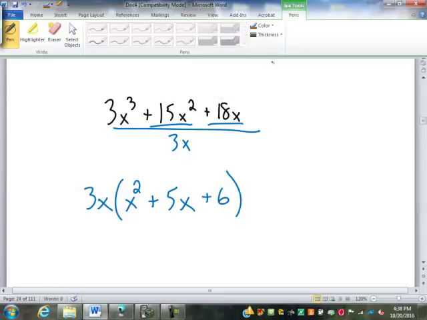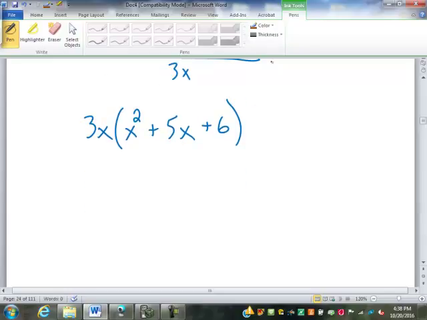Now before, whenever we took out a common factor, we were done. Here we're not. This can still be split up. Now the 3x is still there, don't forget it. But now we're just splitting up the x squared plus 5x plus 6. So x squared is x plus x. What's the 6 going to become?